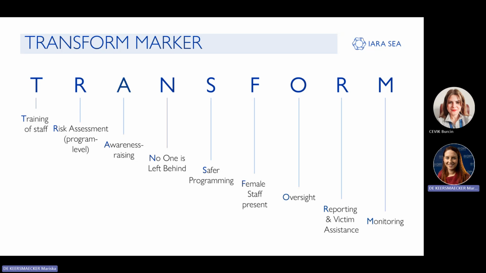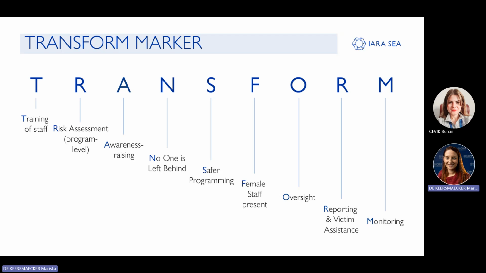And before we conclude, I would like to show you a very exciting tool that was developed as part of the IARA toolkit, which is called the Transform Marker. The Transform Marker is a safeguarding tool that project managers can use to ensure that their projects meet PSEA minimum standards and that each component of the Transform you can see visualized on the screen.